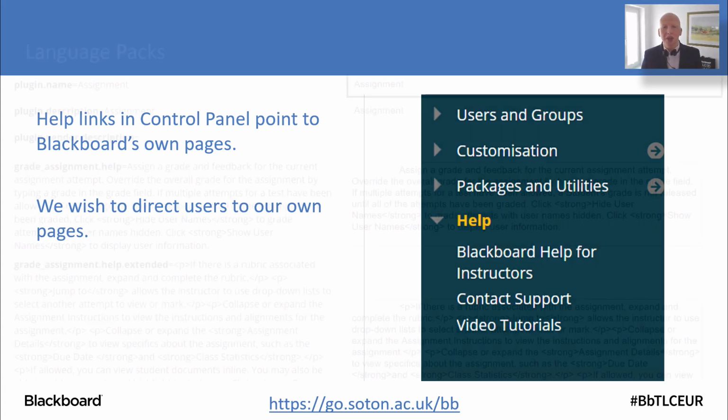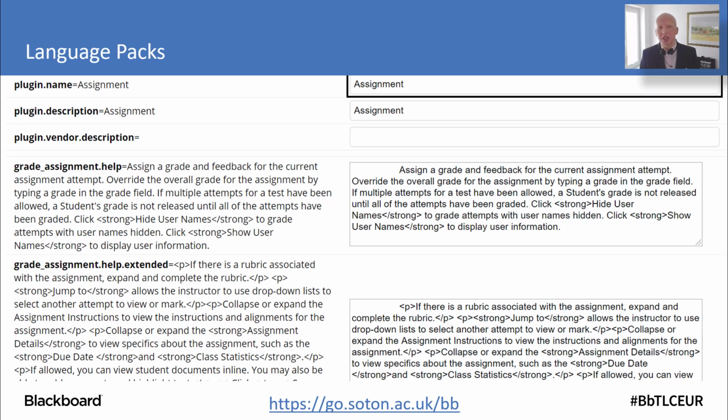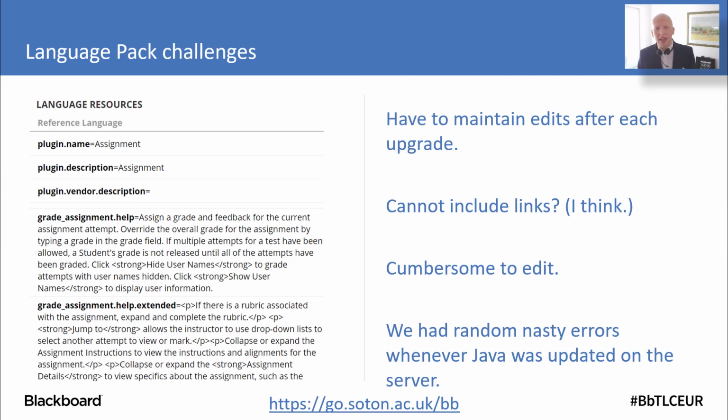Now, the most commonly used method of adjusting Blackboard to meet your local requirements has been language packs, and this is an example of what the editor looks like. But it is quite cumbersome. You have to maintain edits after each upgrade. So if you upgrade, you've got to open up the new language pack for the new upgraded version and make all of your edits to that.